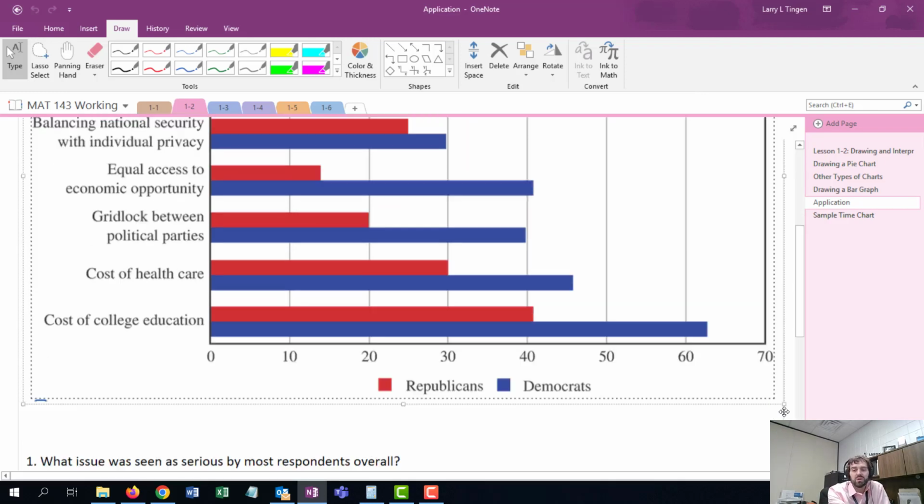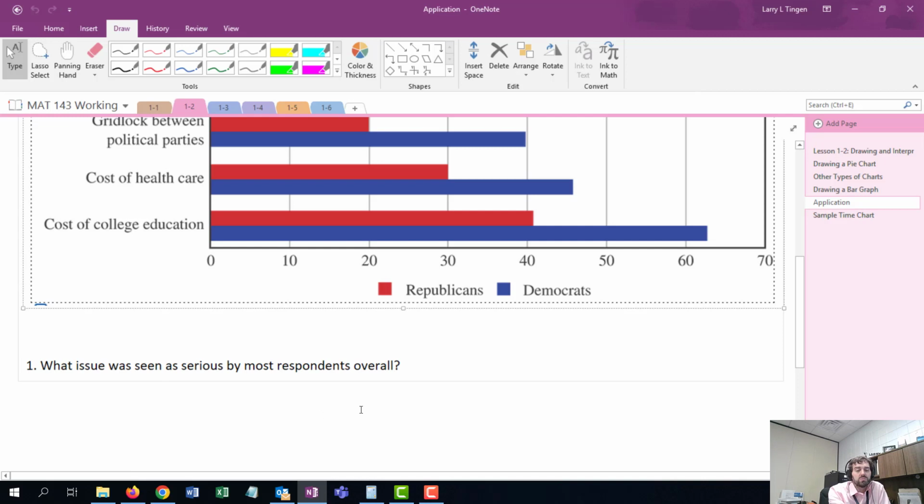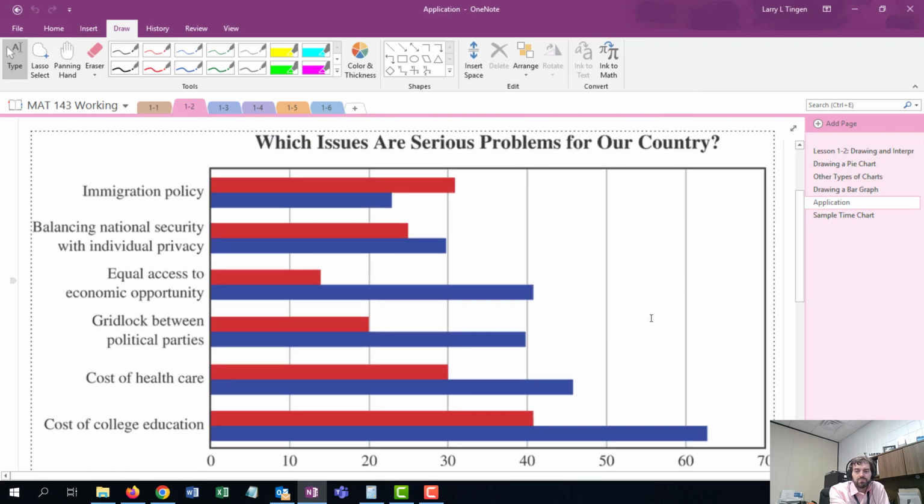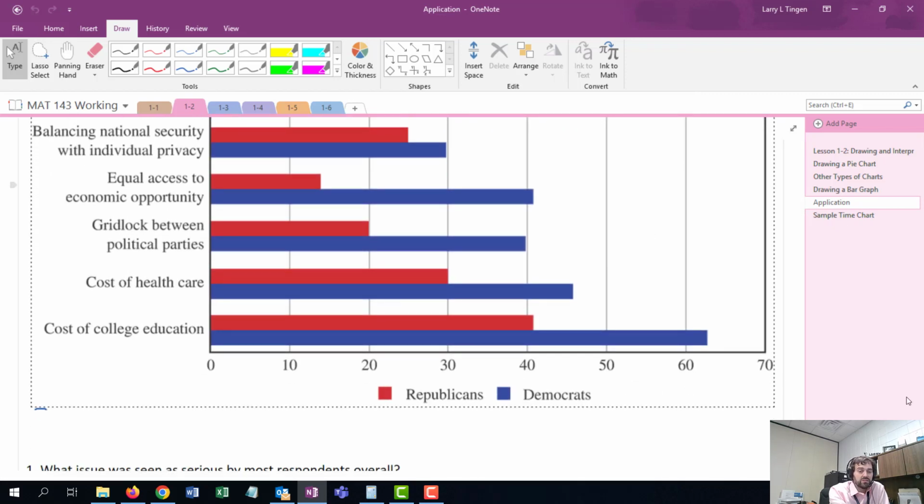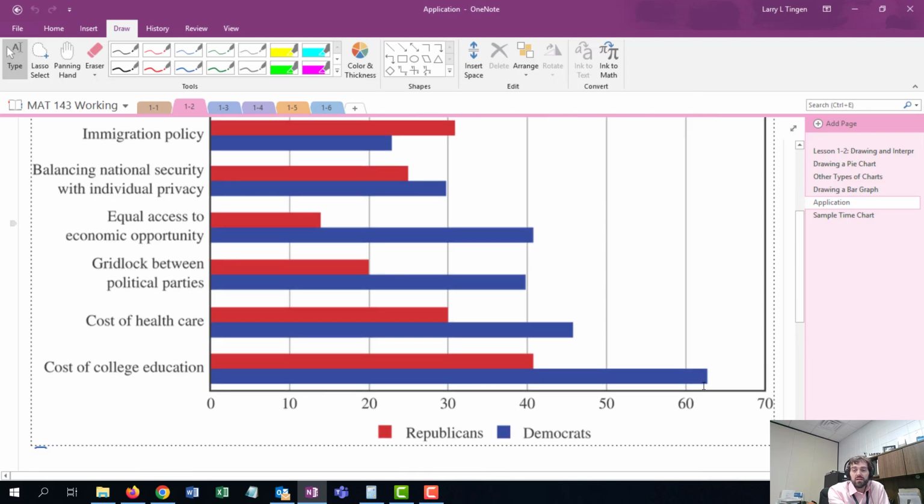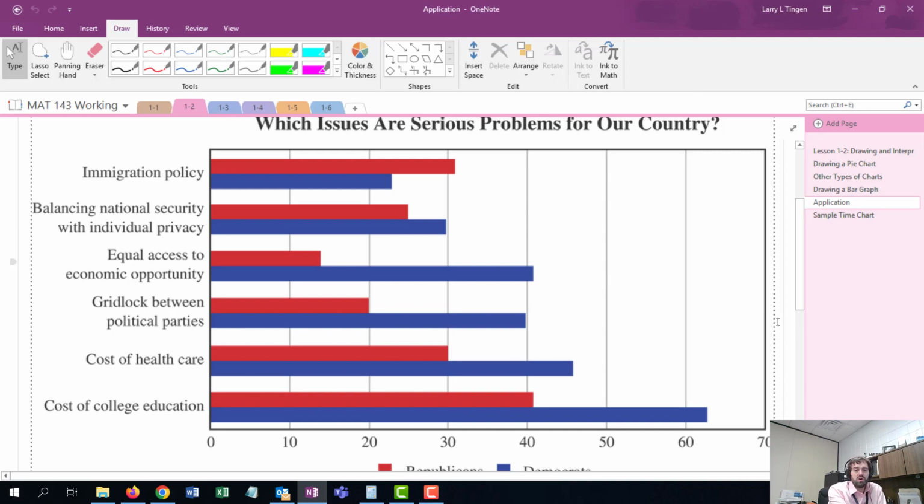So the questions I want to ask about this bar chart are as follows. What issue was seen as the most serious by the most respondents overall? Okay, so across the bottom here, it doesn't say it's a percentage, so we don't assume it is. We'll assume that this blue bar right here is saying 63 people said this is important that are Democrats. 42 people said that cost of college education is an important issue. So what I want is to figure out, if I take both bars from each question and put them side by side, which bar is going to end up being the longest. And I can figure that out by just trying to ballpark these numbers.